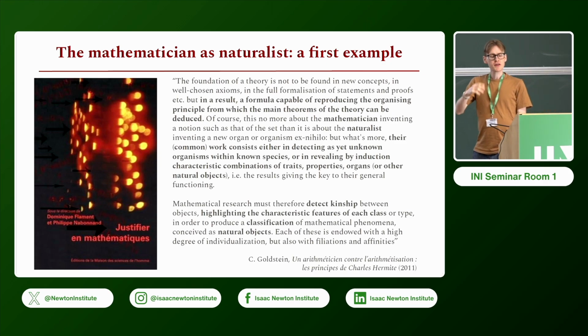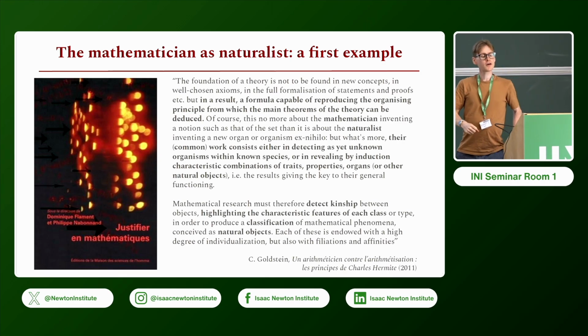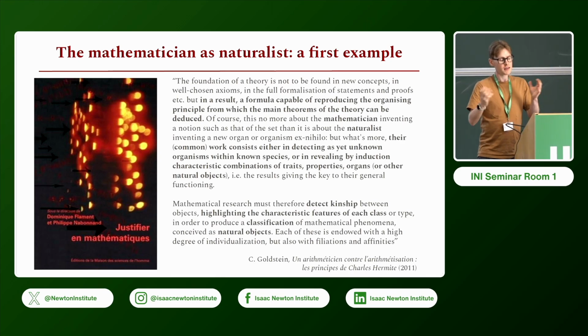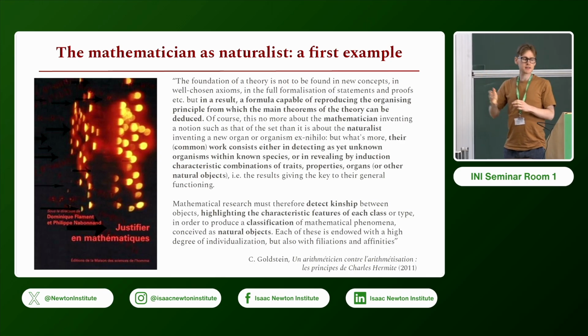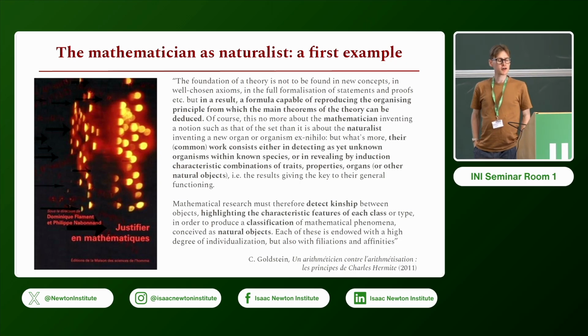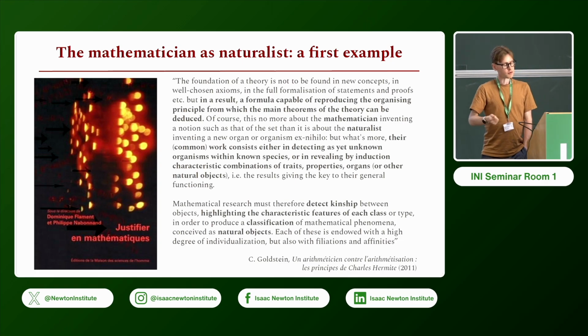That is to say, the mathematician is not in the business of inventing a new concept, just as a naturalist is not in the business of inventing new organs or organisms, but rather their task is to detect new organisms within known species, or revealing how we can identify characteristic traits, properties that allow for classification of existing organisms or mathematical objects, highlighting what the right characteristic features, the right types, the right classificatory principles are conducive to good classifications, to good descriptions of a world of natural objects, whether they be organisms or quadratic forms.